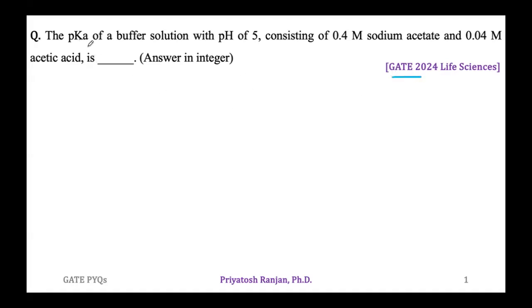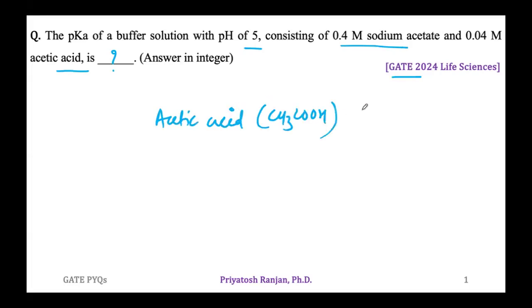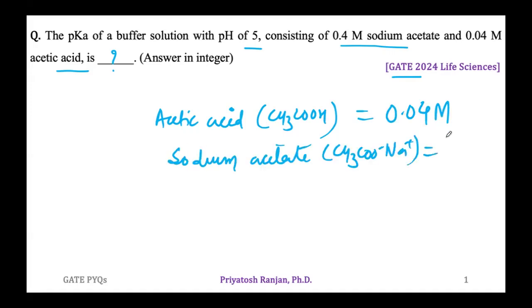The question is, the pK of a buffer solution with pH of 5 consisting of 0.4 molar sodium acetate and 0.04 molar acetic acid, and we need to report the value. What all information is given here? The concentration of acetic acid given, which is 0.04 molar. The concentration of sodium acetate is given, which is 0.4 molar. The pH is given 5, and we need to calculate the pK of this buffer solution.